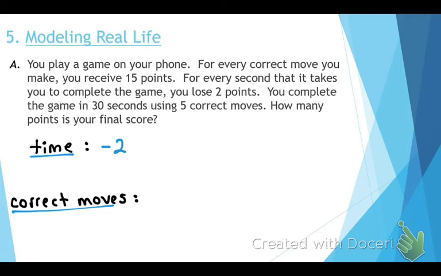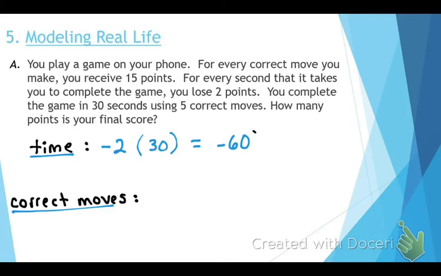So I could go negative 2 plus negative 2 plus negative 2 plus negative 2 plus negative 2, and I could do that 30 times. But there's an easier way to do that. What could I do? Multiply it. Negative 2 times 30. Do we know what negative 2 times 30 is? Negative 60. Now, that's not my final answer, but that's a very important piece of my answer.